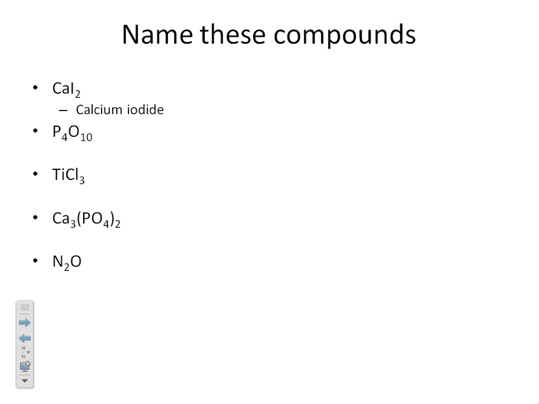So prefixes, again, 1 is mono, 2 is di, 3 is tri, 4 is tetra, 5 is penta, 6 is hexa, 7 is hepta, 8 is octa, 9 is nona, 10 is deca. So we have 4 phosphoruses, so we're going to use the tetra prefix. We have 10 oxygens, so we're going to use the deca prefix. Have the second element end in "ide," tetraphosphorus decoxide.